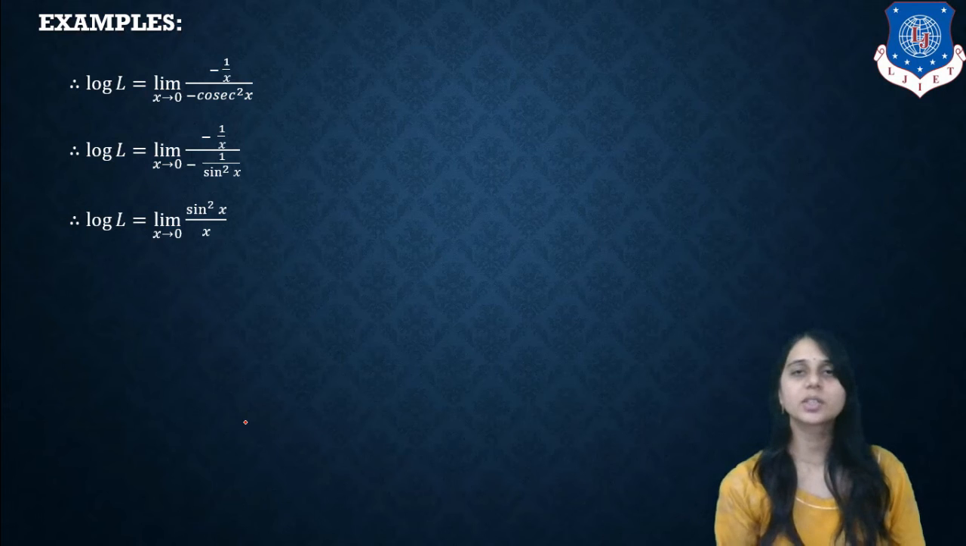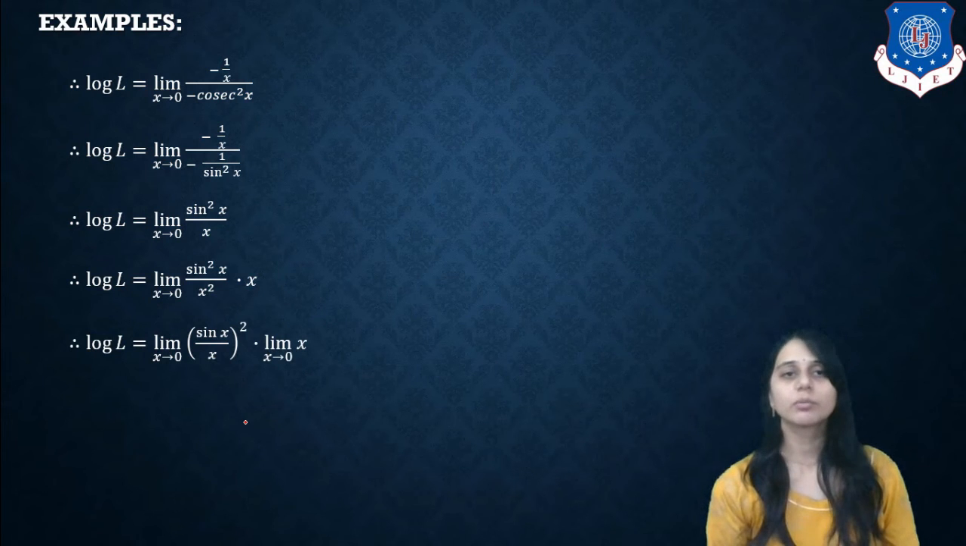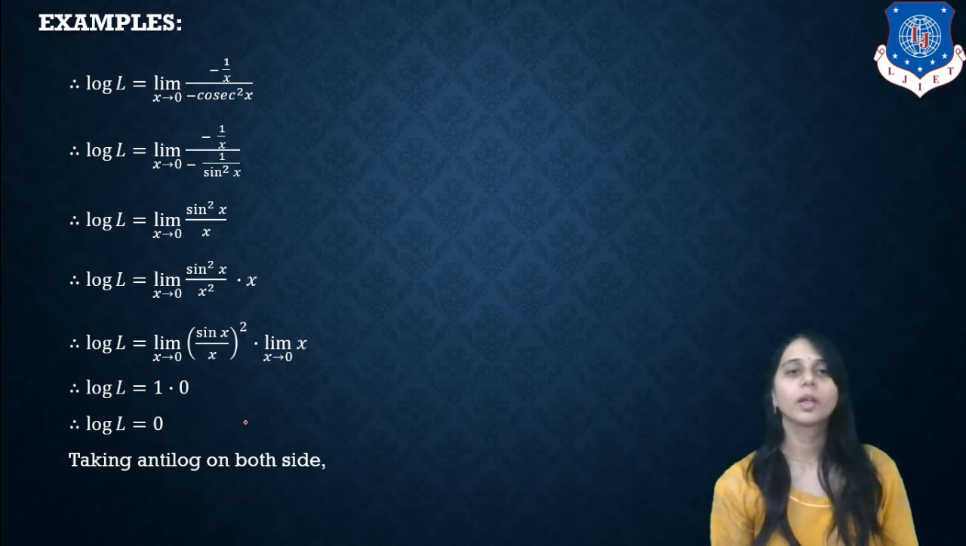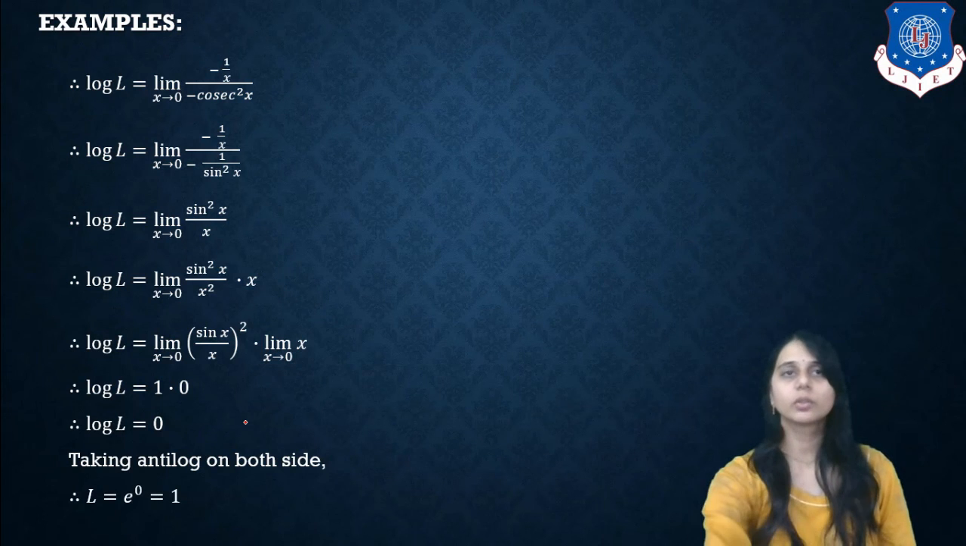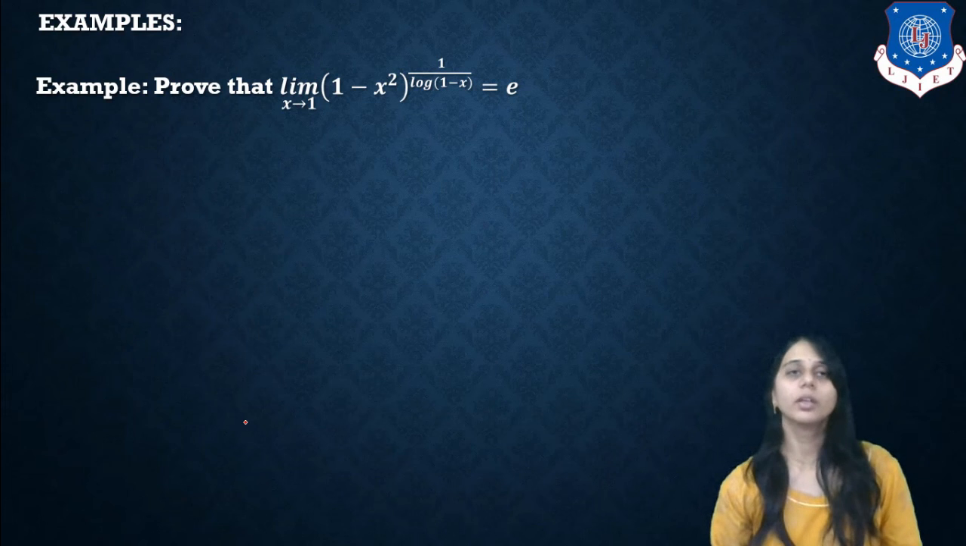So it is sin square x by x, sin square x by x square into x. We get (sin x by x) whole square into the limit as x tends to 0 of x. So log L equals 1... so the answer is 0. L equals e raised to 0 equals 1.